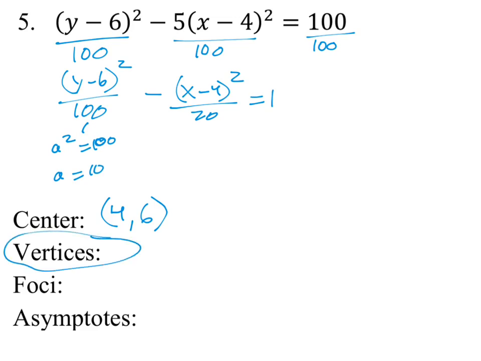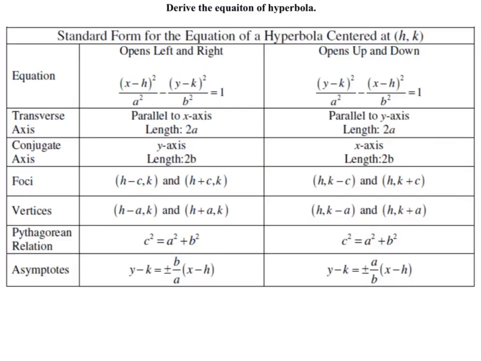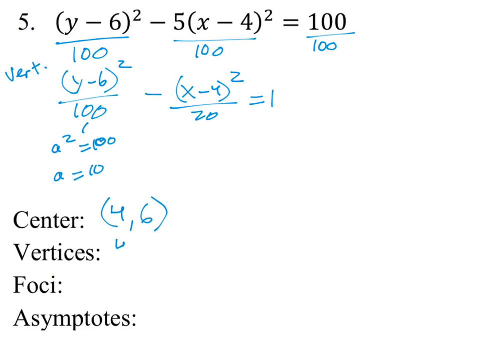Before you get your vertices, you do have to figure out if this is a horizontal or vertical one. And the way to tell is which variable is first. Y is first, so that means this one is vertical. And so we're going to take the y value, and we're going to be adding and subtracting 10. And that's coming from right here. The k value minus a and k value plus a is going to give us our vertices. So we got 4, 6 plus 10, which will give you 16, and then 6 minus 10 for the other one is going to be a negative 4. So we got our vertices.